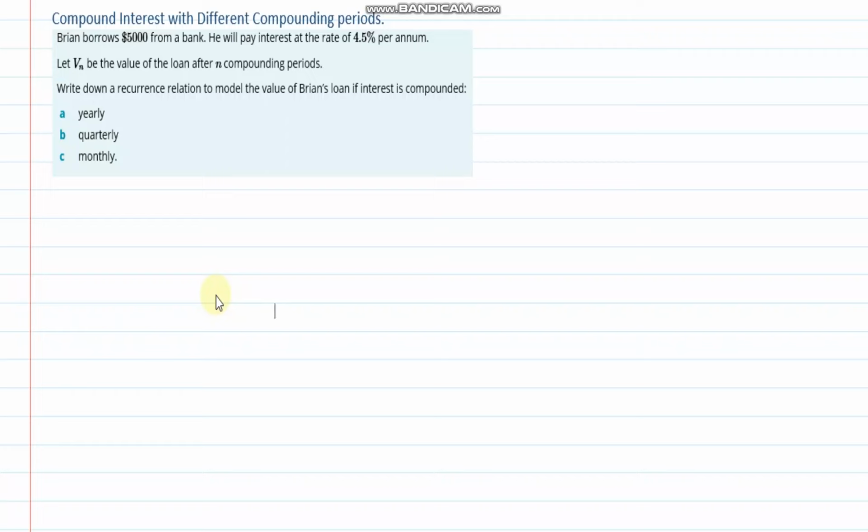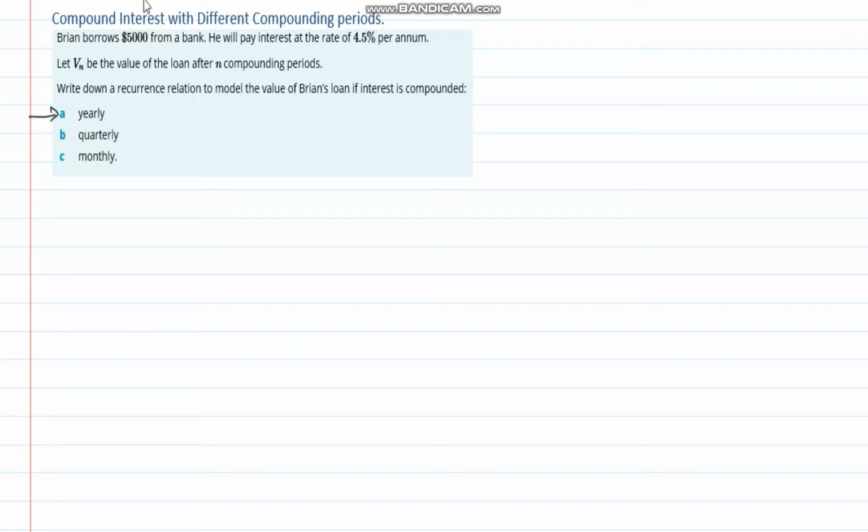So today we're looking at compound interest over different compounding periods, and it's a fairly simple one when you break it down. We should have done some work on recurrence relations with compound interest already, so this is going to be very similar. So we'll jump straight into part A here.